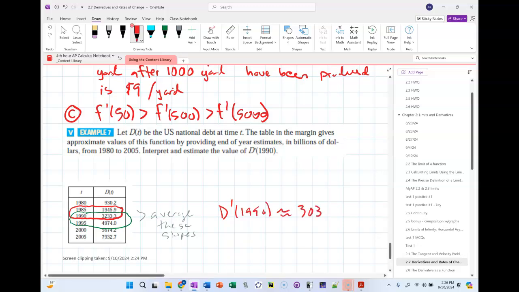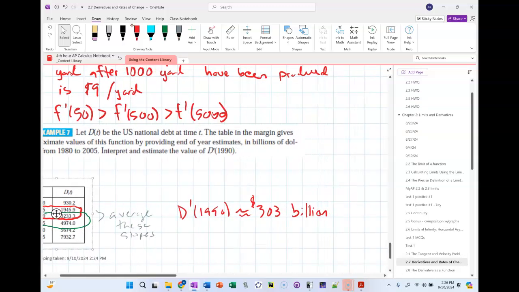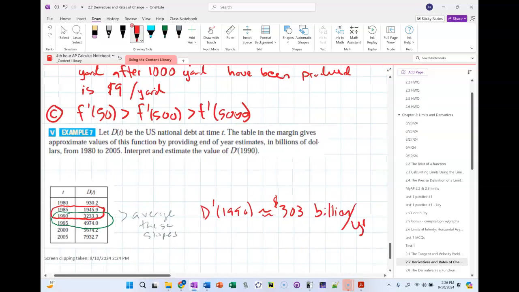So if I do that, I get approximately $303 billion per year. So we've done the estimate. Now we need to interpret. What does D prime of 1990 being approximately $303 billion per year mean?